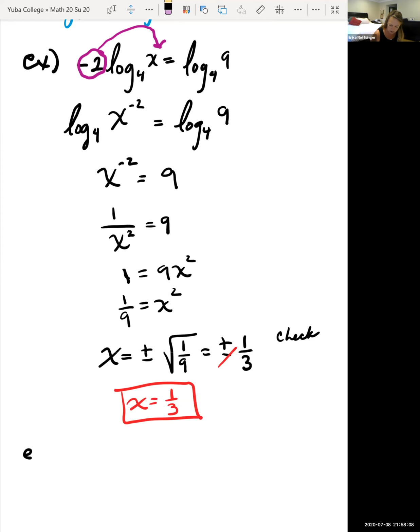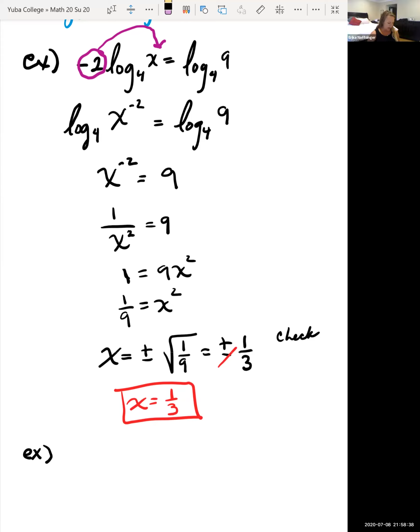Wait, so why isn't the -1/3 again? Sorry. It can't be -1/3 because by definition of log, you can only have a log of a number that's positive. So there's no way that I could take 4 and raise it to some power and get back a negative number. And so whatever you're taking a log of has to be positive. Okay, thank you.